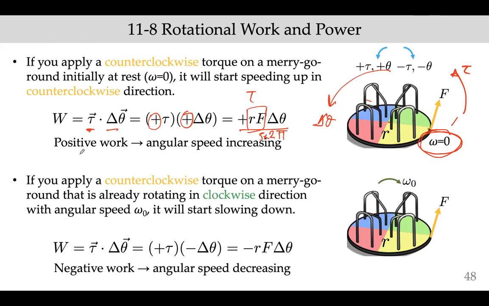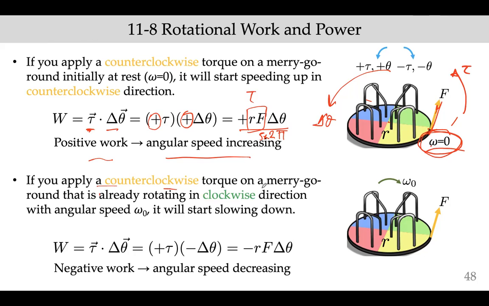So here we have positive work. That means angular speed increasing. Indeed, if you apply a force like this, it will create a torque. The initial angular speed is 0, so it will cause the angular speed to increase. Now in the second case, let's give an example for negative work.